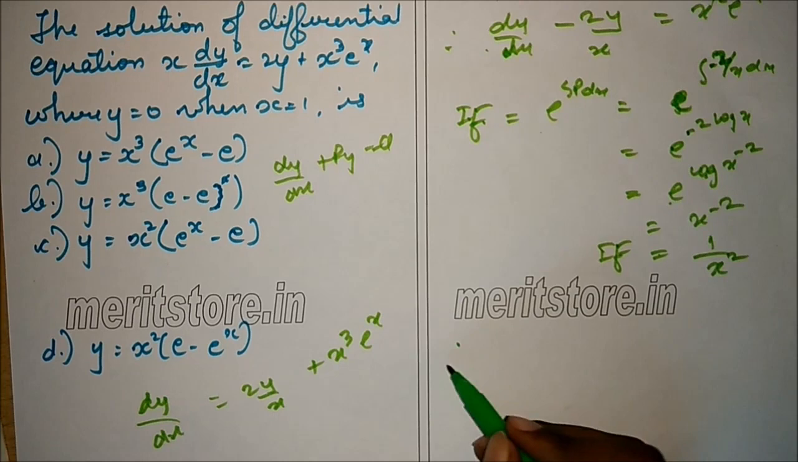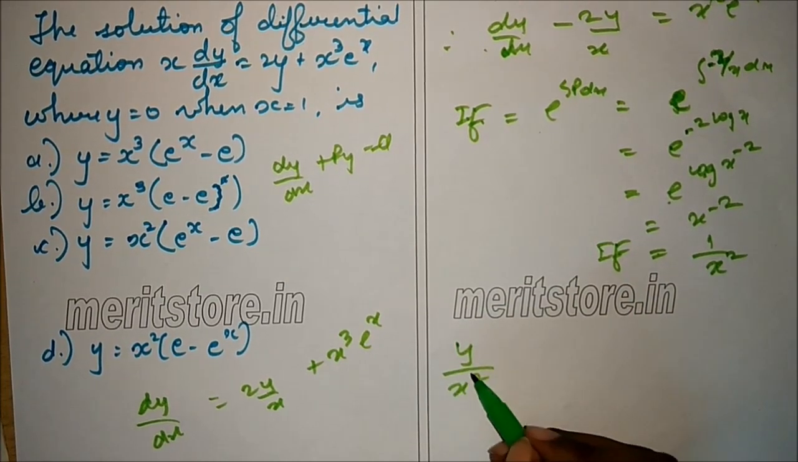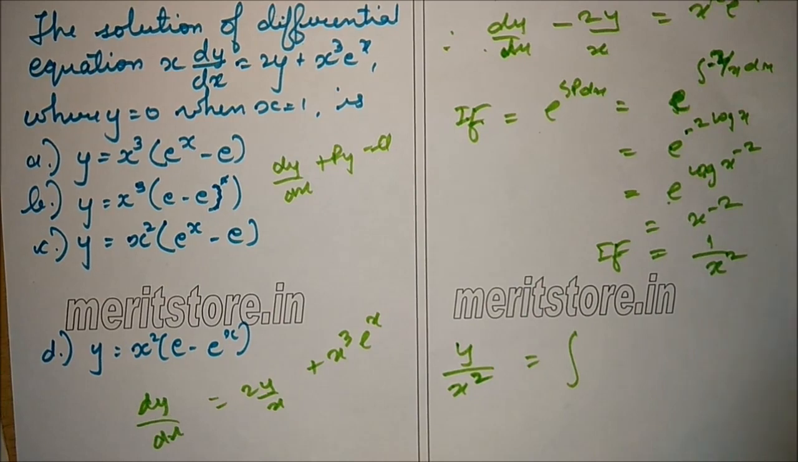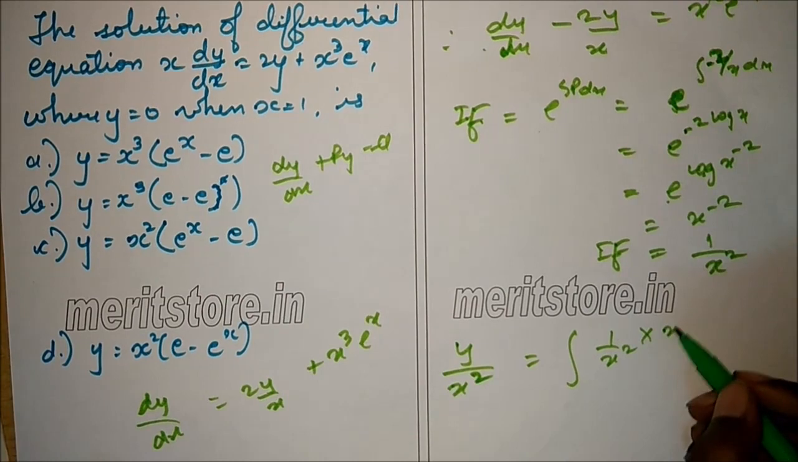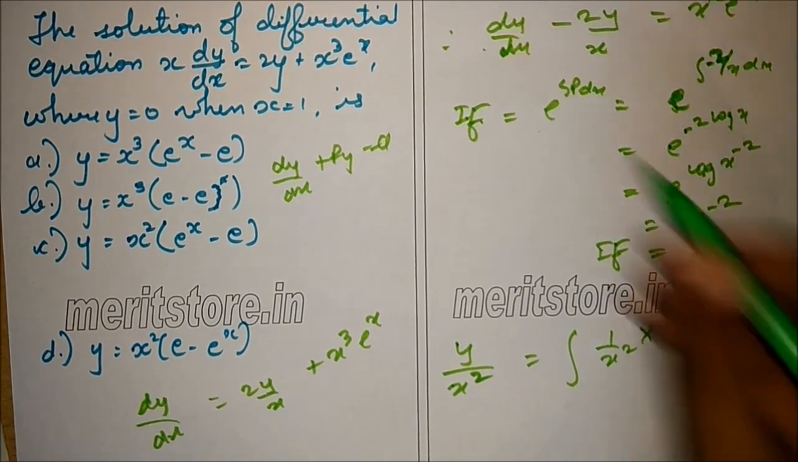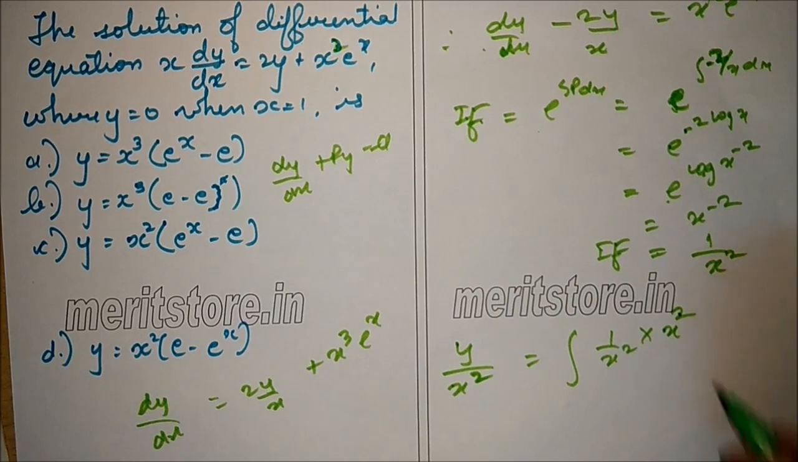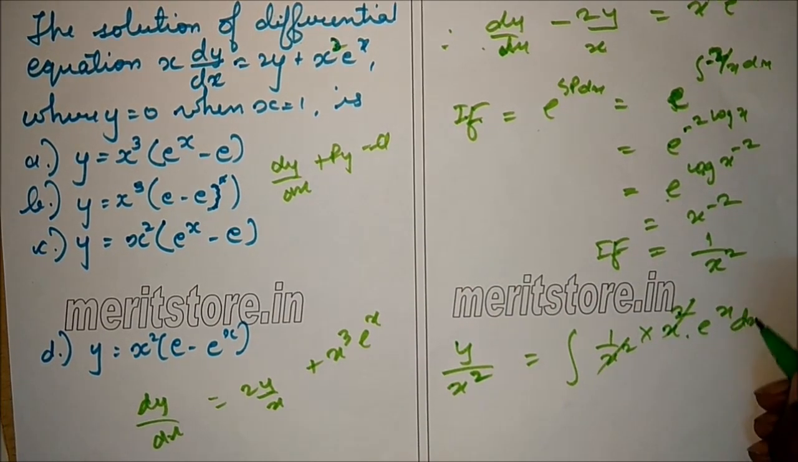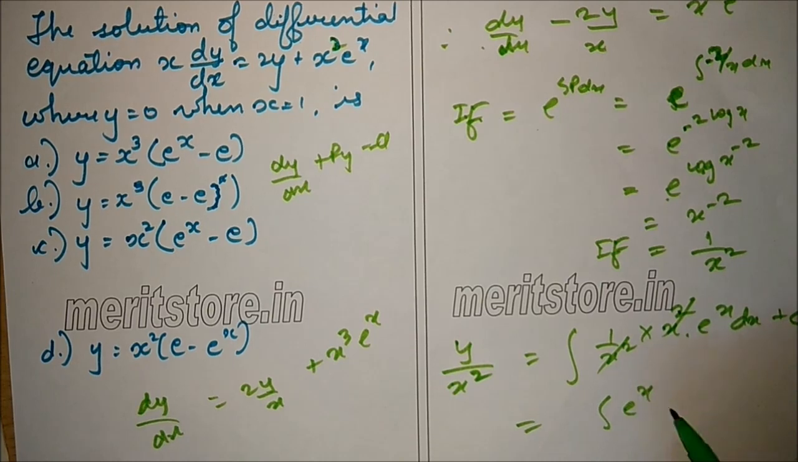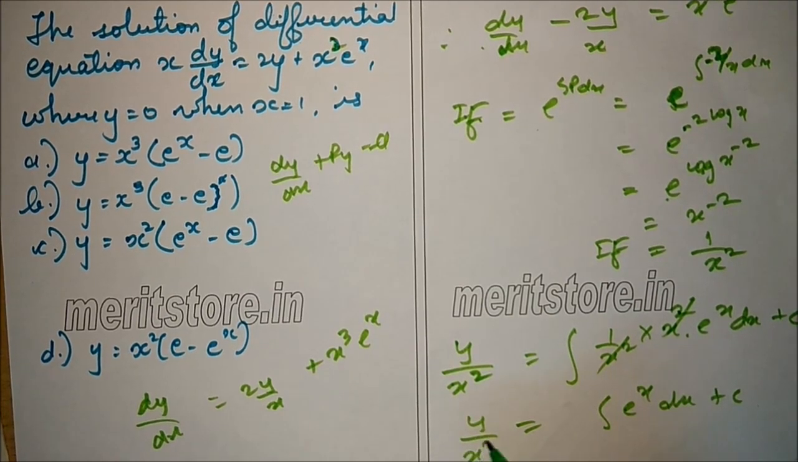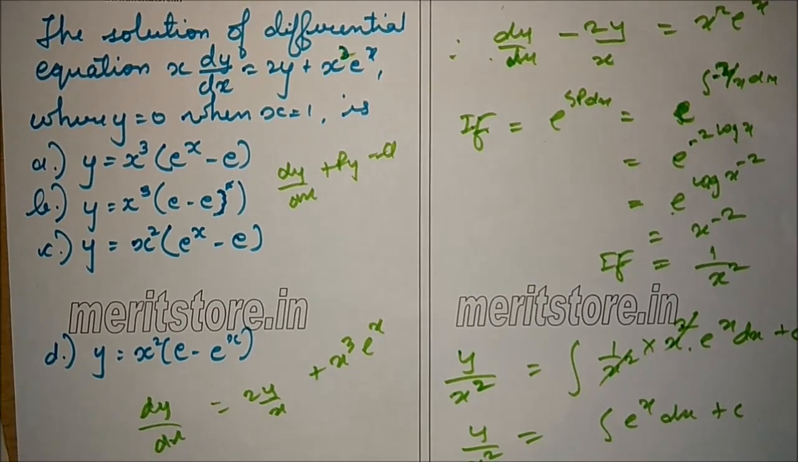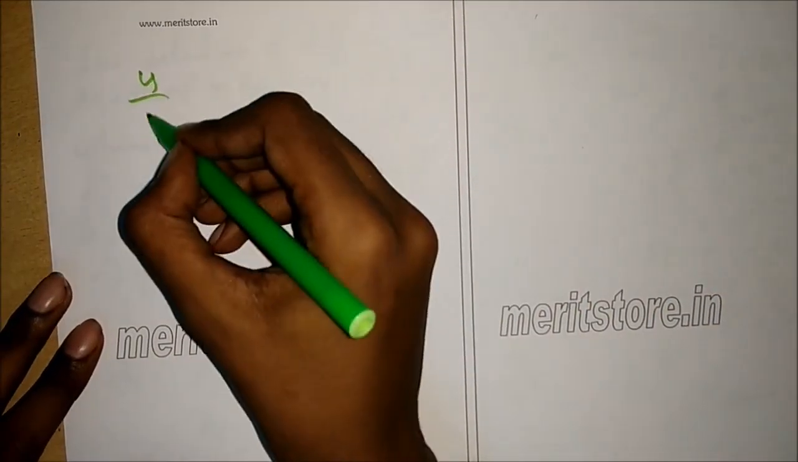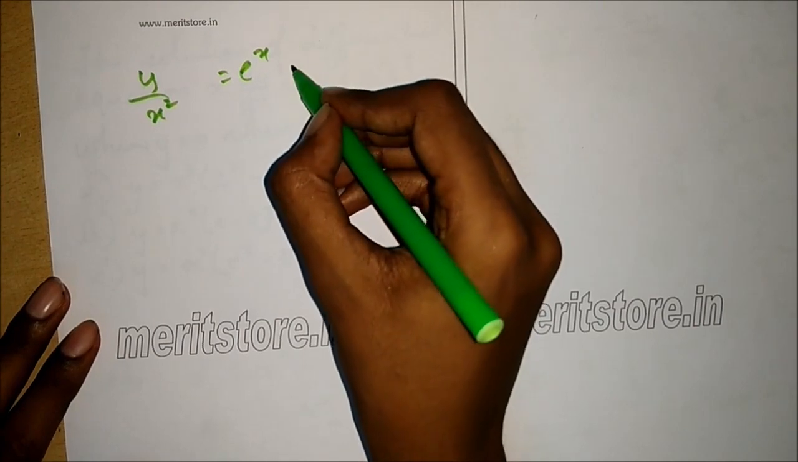So the solution is given as y into the integrating factor 1 by x square is equal to the integration of the integrating factor, that is 1 by x square into q, that is x square into e raised to x. So x square gets cancelled. We are left with the integration of e raised to x dx plus c. The integration of e raised to x is e raised to x. So y by x square will be e raised to x plus c.